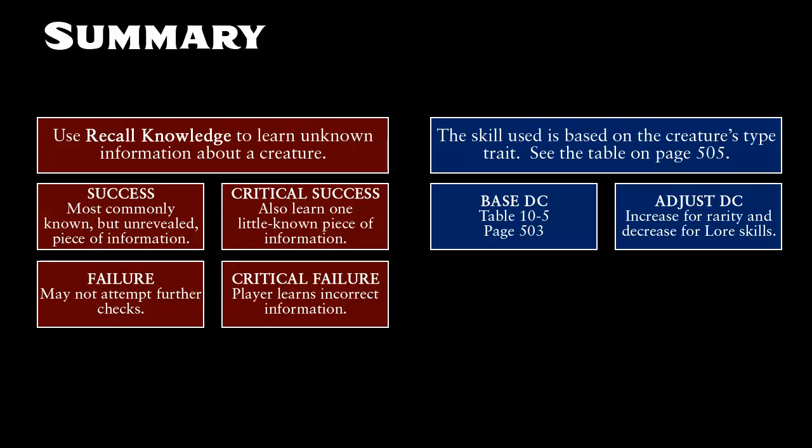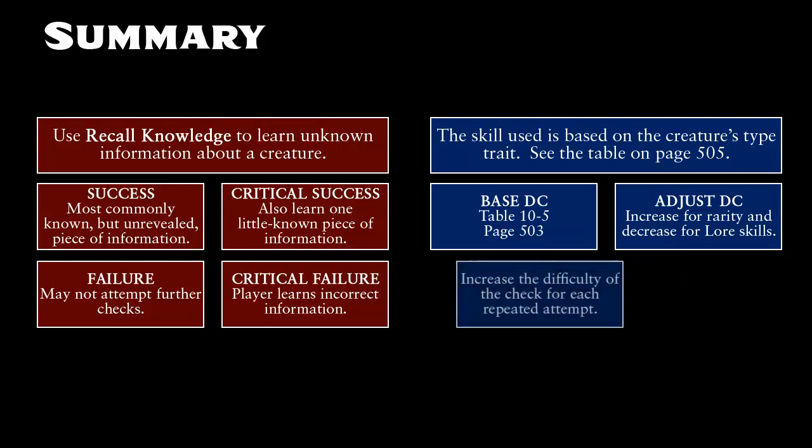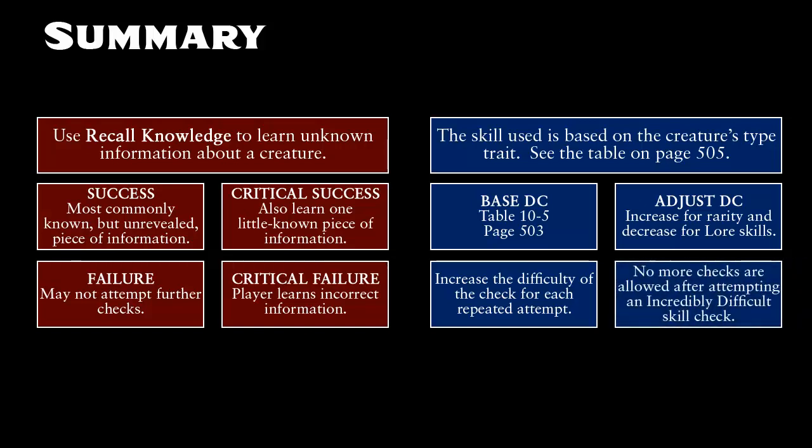Players may spend additional actions on more recall knowledge checks, each success providing the next most commonly known but so far unrevealed piece of information. With each additional check, the DC is raised by 1 difficulty level until either the player rolls a failure or after they attempt one incredibly hard difficulty check.